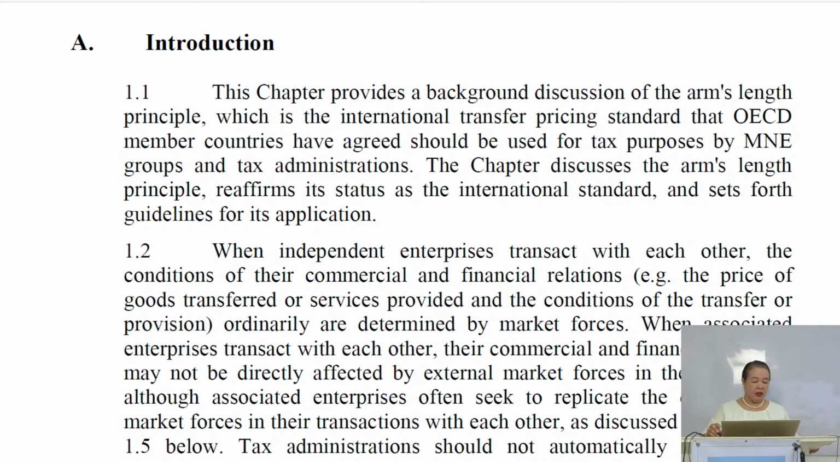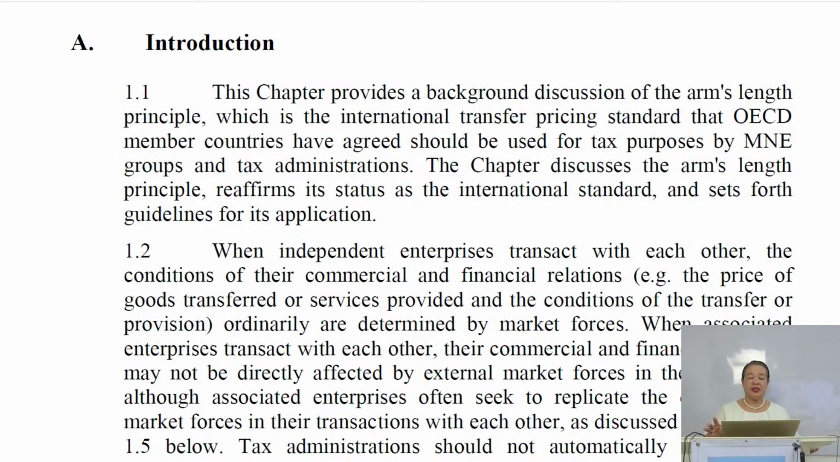So how are these guidelines, the arm's length principle, adopted or used in related party transactions? When independent enterprises transact with each other, there are the conditions of their commercial and financial relations. So what are the two conditions that have to be monitored or evaluated in related parties? Their commercial and financial transactions. Why? Because it involves their operations. So the price of the goods transferred or the services provided, and the conditions of the transfer or provision. Why? Because it is very necessary in making a comparability analysis, which is the heart of transfer pricing. Why the heart of transfer pricing?